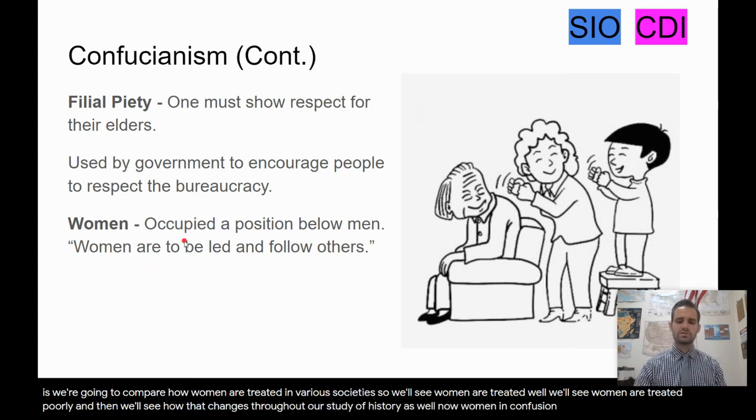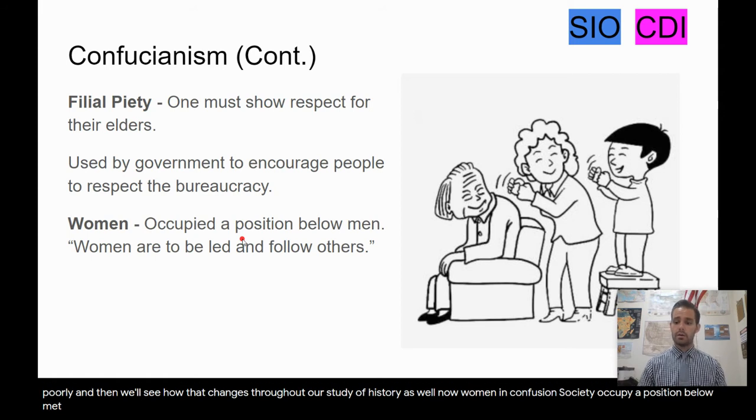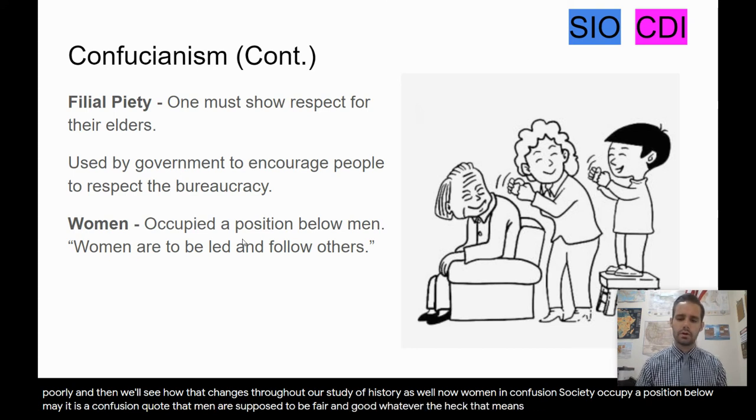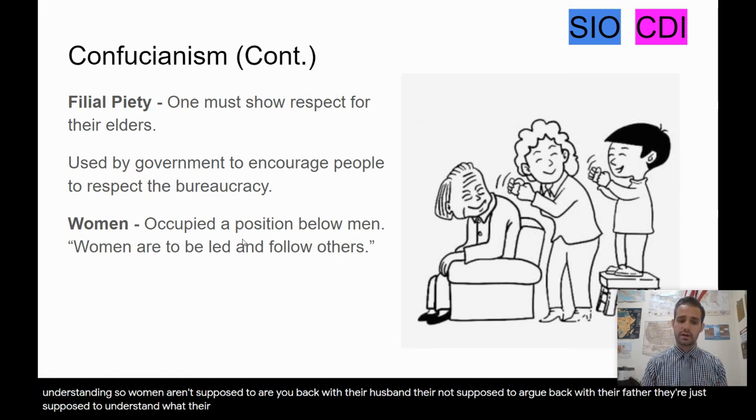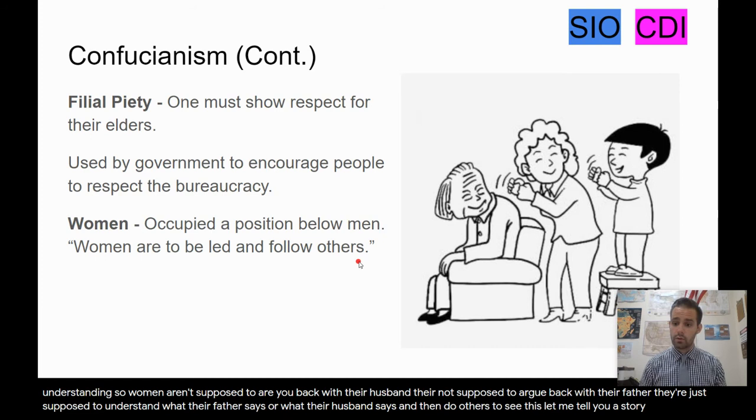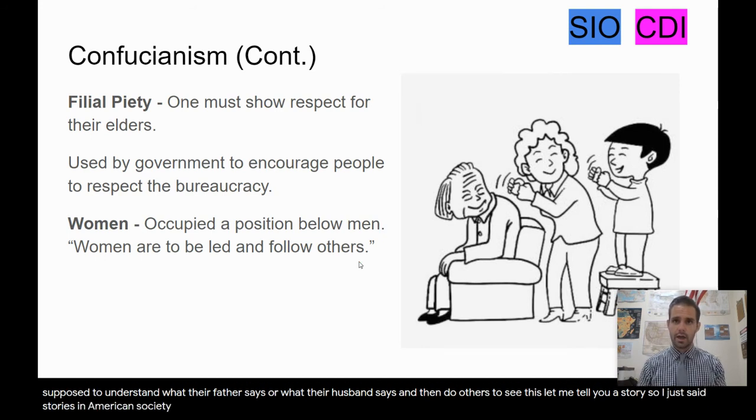Now, women in Confucian society occupy a position below men. It is a Confucian quote that men are supposed to be fair and good, whatever the heck that means. Women are supposed to be understanding. So women aren't supposed to argue back with their husband. They're not supposed to argue back with their father. They're just supposed to understand what their father says or what their husband says and then do that. Women are to be led and to follow others. To see this, let me tell you a story. So I just said that stories in American society help establish culture. Our rags to riches story established our culture of wanting individual success.